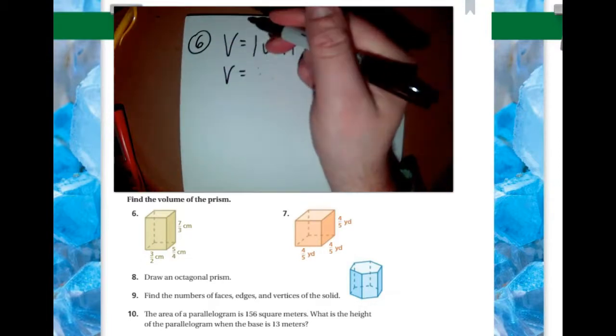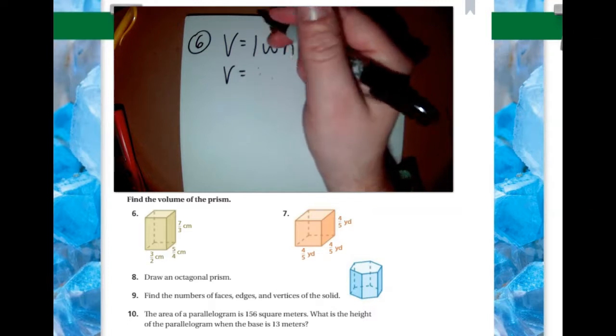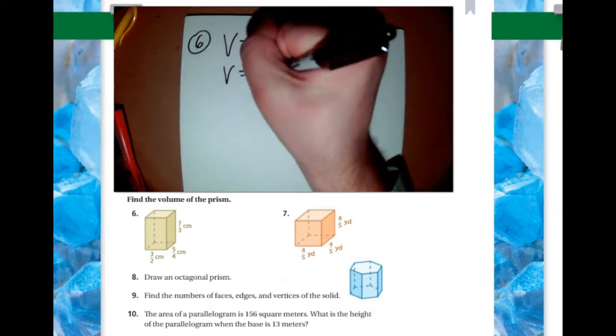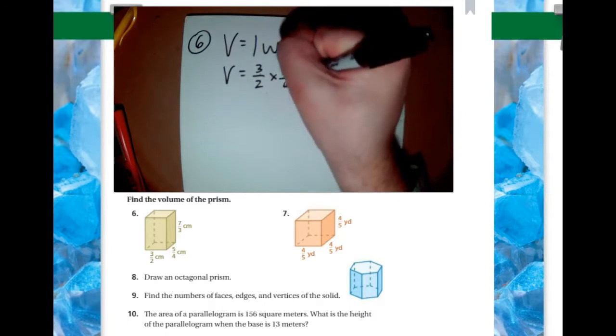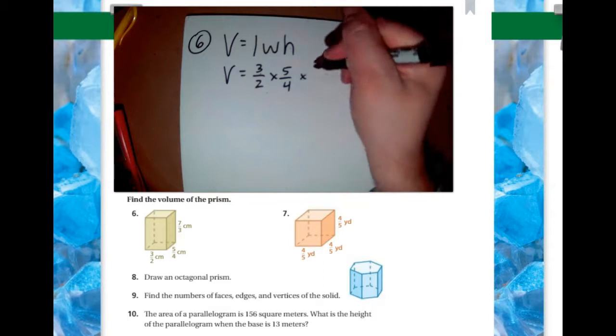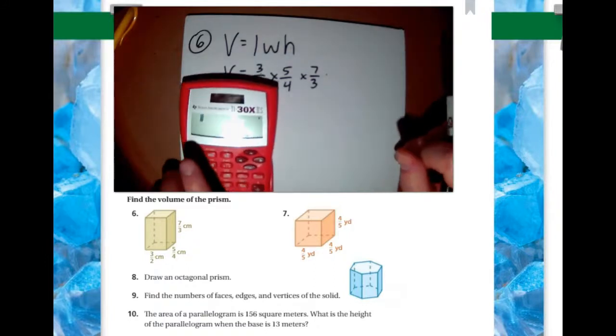The length looks like it's maybe 3/2. The width is 5/4. The height is 7/3. Right? So we're just going to multiply these numbers together. Now keep in mind they're improper fractions, but I'm not scared of that.